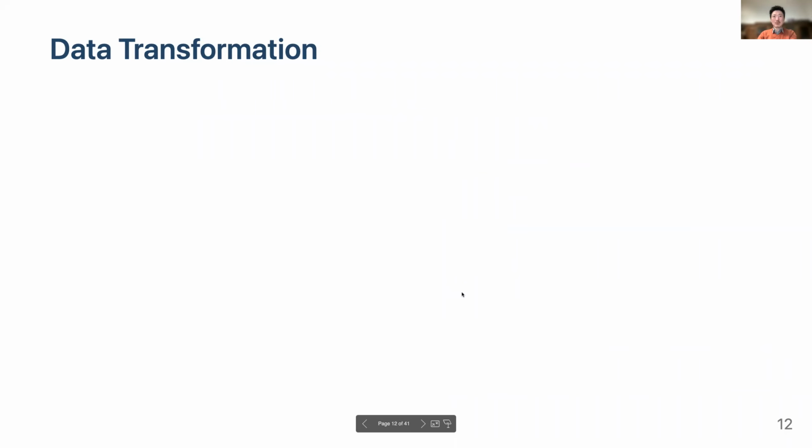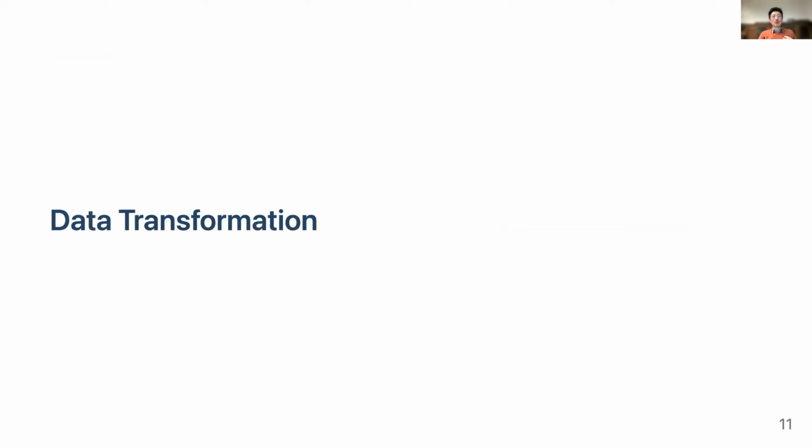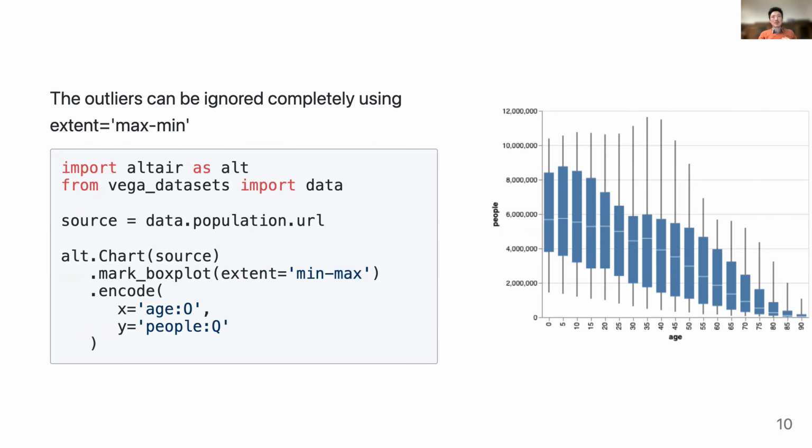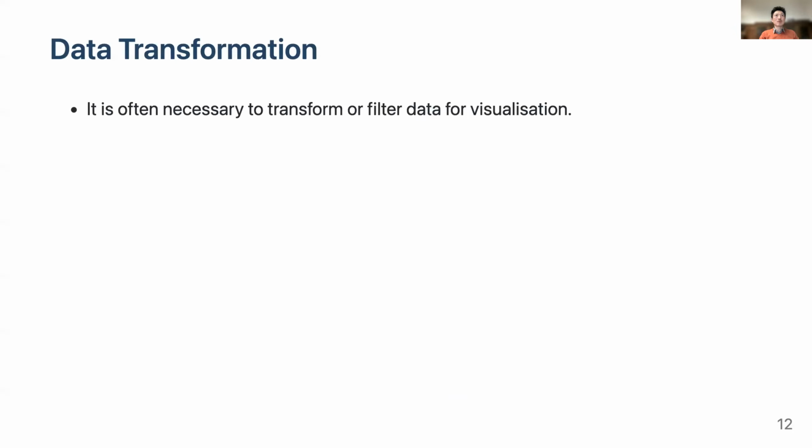Okay, so that's all we want to talk about in terms of mark. We saw a couple of more complex ones in the image, and then later on the box plot. Next, we're going to go on to data transformation. This will be changing the data, or sometimes including filtering the data as well.